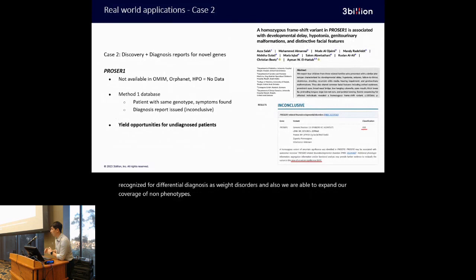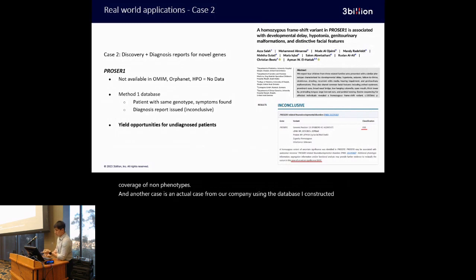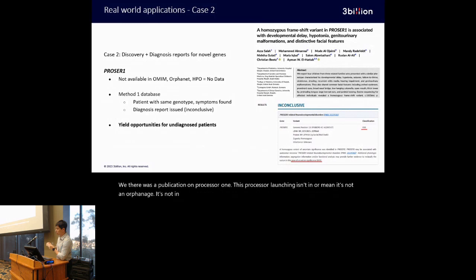Another case is an actual case from our company. Using the database I constructed, there was a publication on PROSER1. This PROSER1 gene isn't in OMIM, Orphanet, or HPO, but there was a publication about a patient with a homozygous frameshift variant with symptoms of developmental delay and hypotonia. Fortunately, there was a patient in our company who showed the same genotype and phenotype as this publication, and he or she was able to be diagnosed following the publication. So this yields opportunities for previously unrecognized, undiagnosed patients.